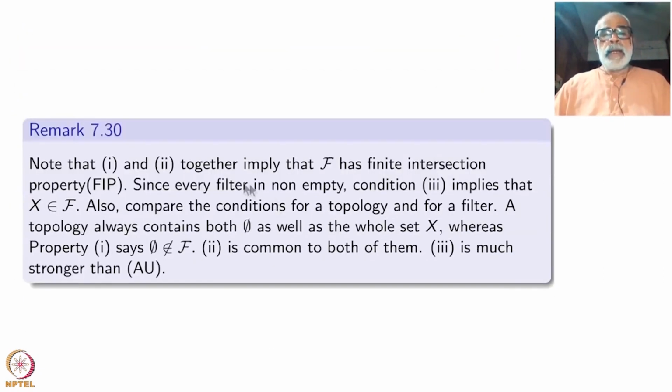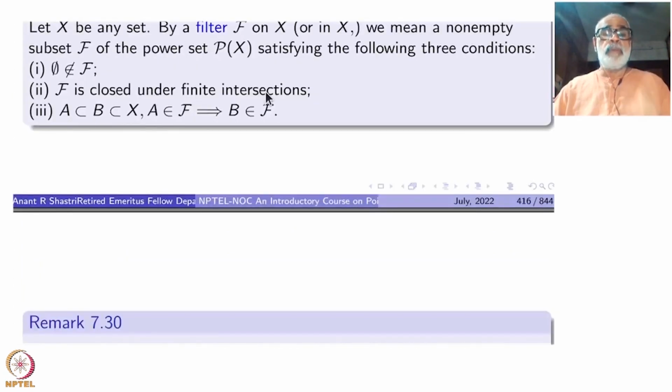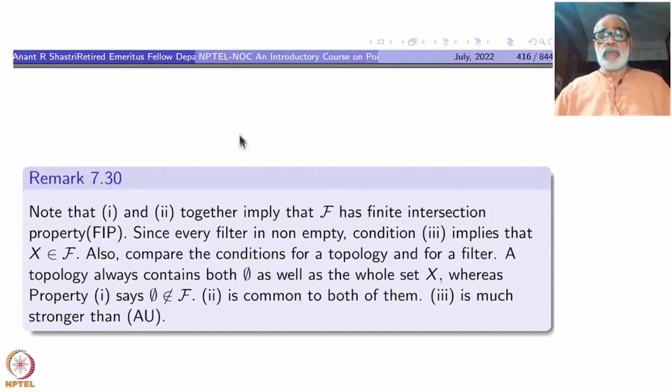Note that 1 and 2 together imply that F has the finite intersection property. I will be using this one again and again. What is the meaning of finite intersection property? Given any finitely many members of F, their intersection should be non-empty. First of all, 2 says their intersection is a member. Closed under finite intersection means take finitely many members here, take the intersection, that also is a member. But that member is non-empty. So together they imply F has the finite intersection property.